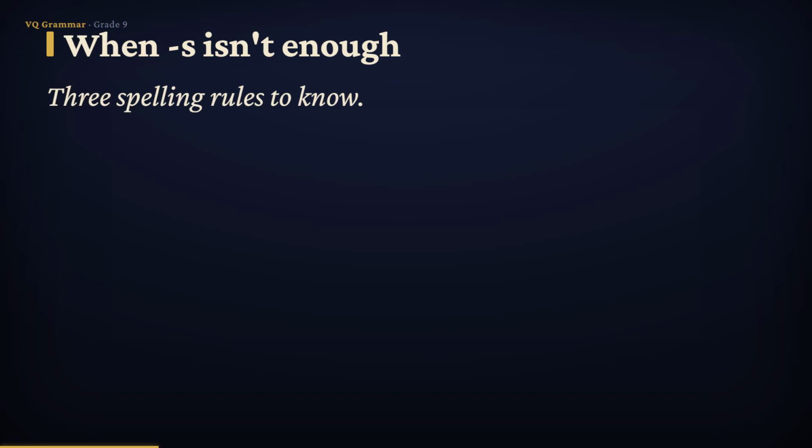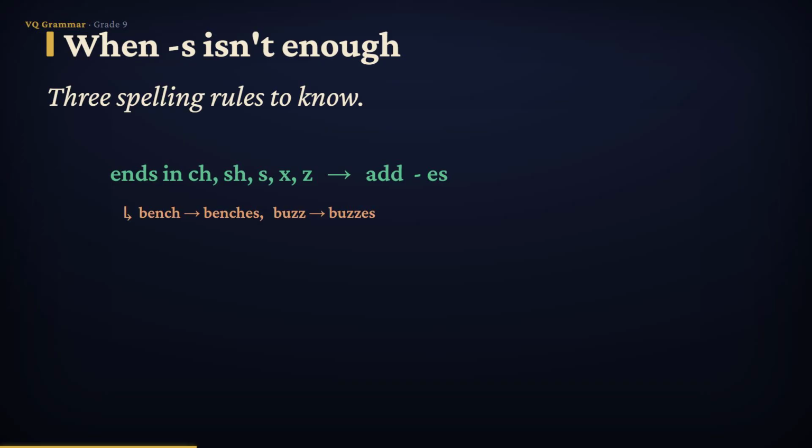But adding a plain S doesn't always work. Sometimes it won't even fit in your mouth. So we have a couple of spelling rules. First, when a word ends in CH, SH, S, X, or Z, we add ES instead of just S. Think about bench becoming benches, or buzz becoming buzzes. You can actually hear that extra syllable.